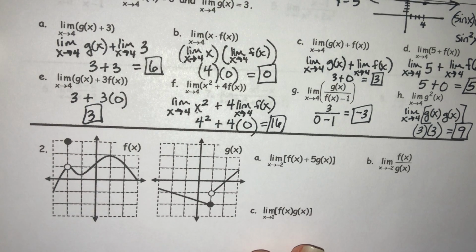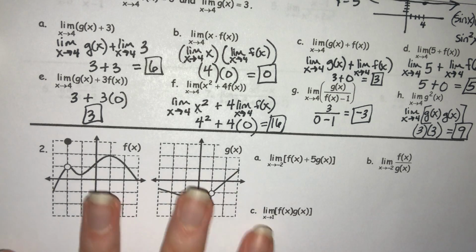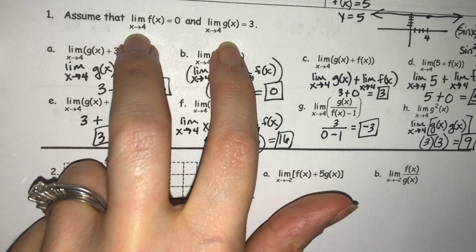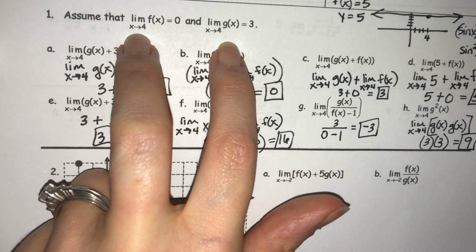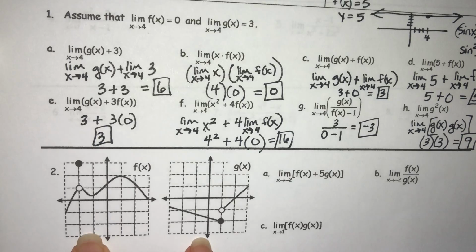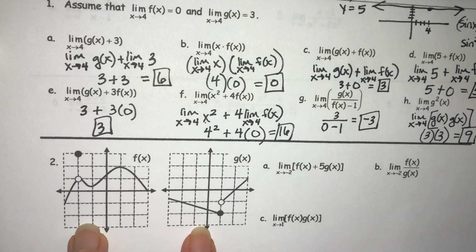These problems are using the exact same properties that we used on number 1, except instead of starting out by defining the limits for certain values, they're giving us graphs of f of x and g of x, so we kind of have to figure out what those limits are by doing the graphical analysis like we did in our very first calculus lesson.